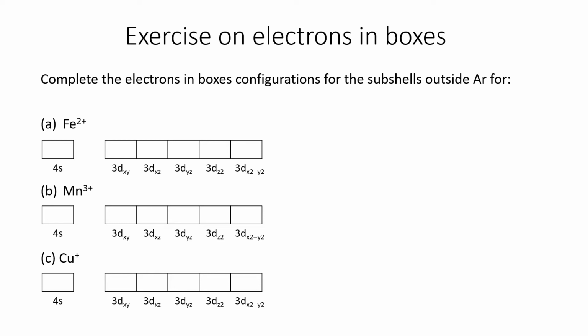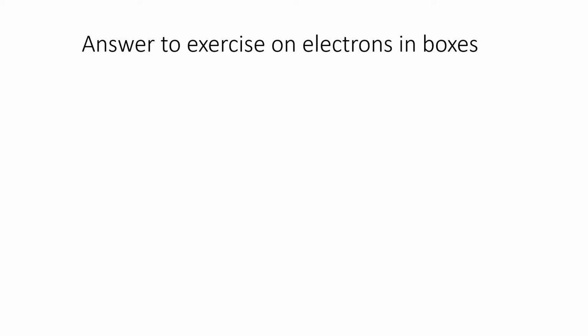Iron's element number 26, manganese is 25, and copper's 29. You could pause the video, go find yourself a periodic table, work out the electron configurations, draw them in, then come back and I'll give you the answers in just a second. So here are the answers.